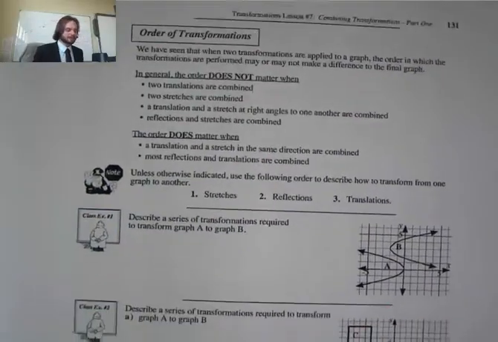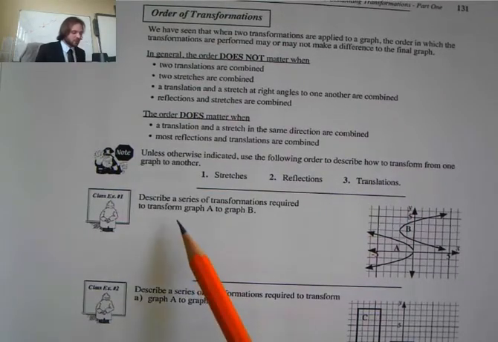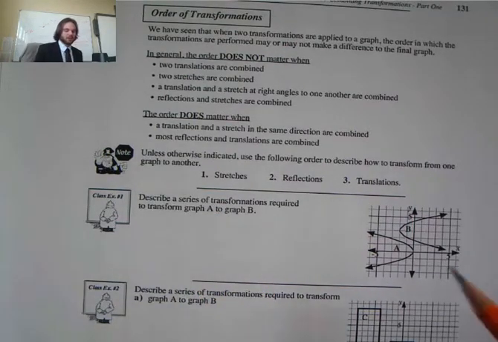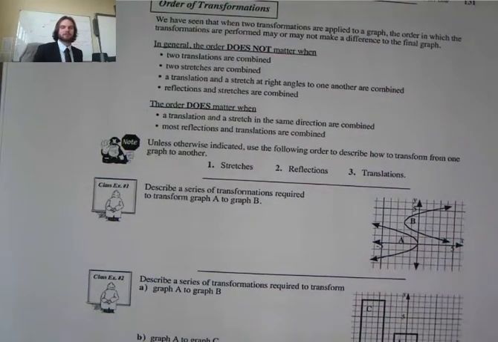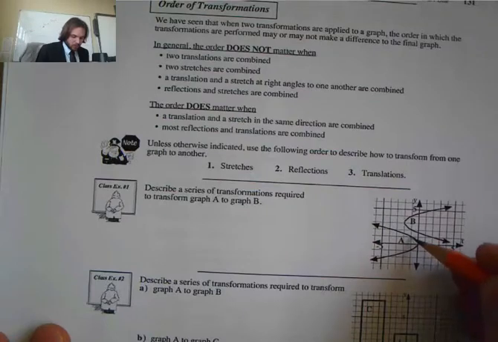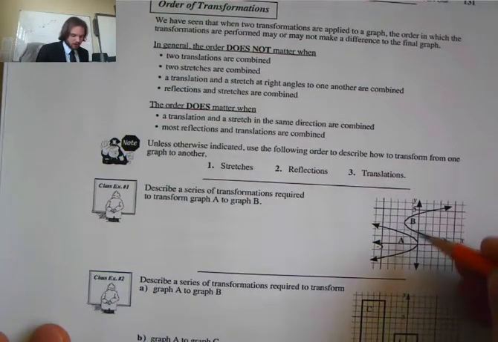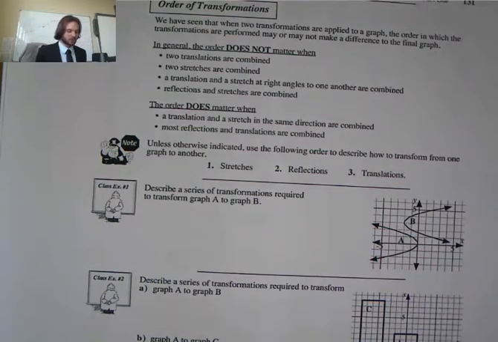All right, so class example 1 says, describe the series of transformations required to transform graph A to B. So we want to get this graph A all the way to that graph B. How do we do that? First, we see, were there any stretches that took place? Well, I look at this, we go 1 and 1 from that point, 1 and 1 from this point. So there are no stretches that took place.